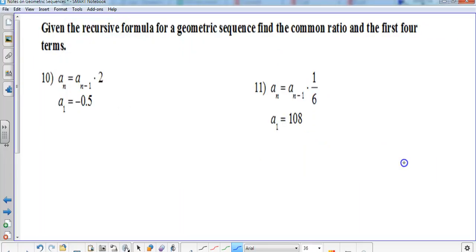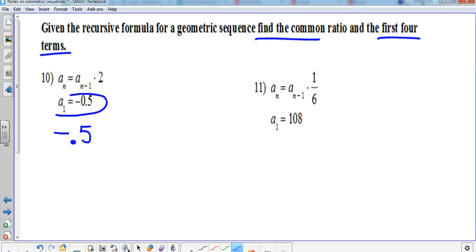All right. This one says find the common ratio and the first 4 terms. Do we already know the first term? -0.5. It tells us right there the first term is. What's the ratio? It says right there to keep multiplying by 2. So the next number, anybody? Is this one going to go negative, positive, negative, positive, negative, positive? No. Here, just multiply by plain old 2, so they're all going to stay negative, right?